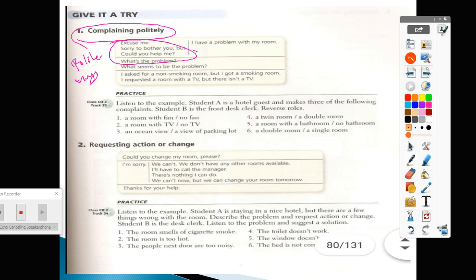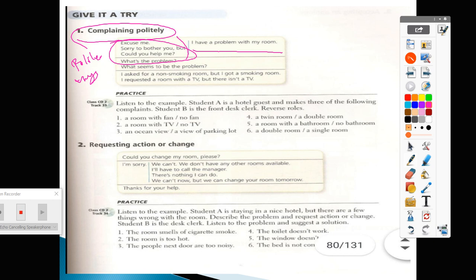If you go to the clerk or the receptionist and you just say, I have a problem with my room, you look rude, not well educated. But if you start with these starters, you look like an educated and polite person. And if you start with these, the other person in turn would help you gladly, would help you happily, and in a polite way also.